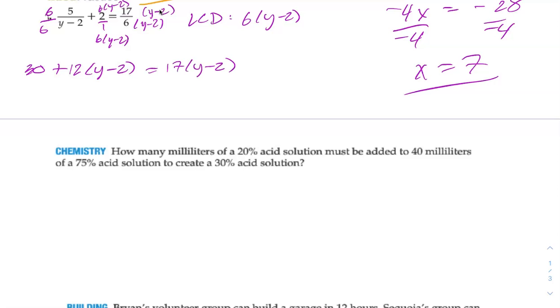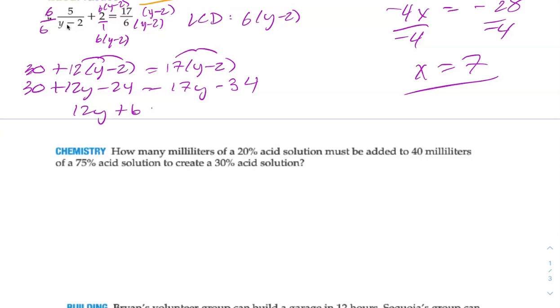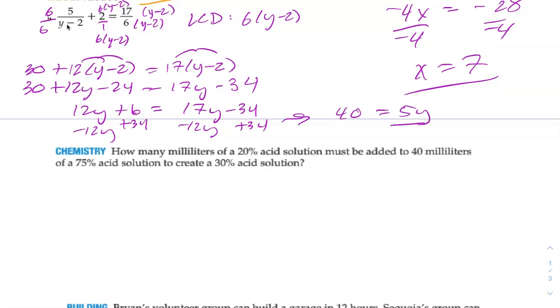My only restriction, by the way, would be 2. I can't be 2, because I'd make it 0 right there. Other than that, let's just solve it. Distribute: 30 plus 12y minus 24 equals 17y minus 34. This is 12y plus 6 equals 17y minus 34. Minus 12y, plus 34, plus 34. And I get 40 equals 5y. Divide by 5: y equals 8. Again, not the restriction, so we're still good.